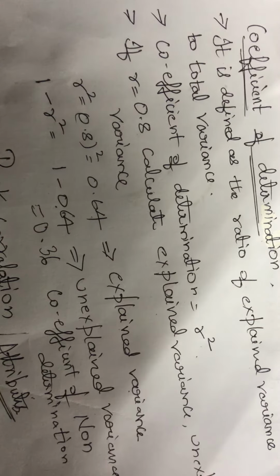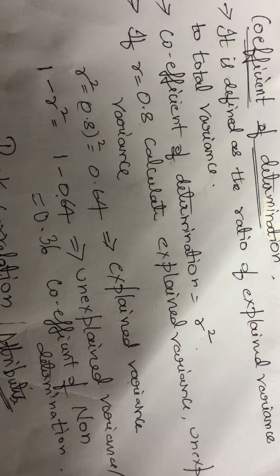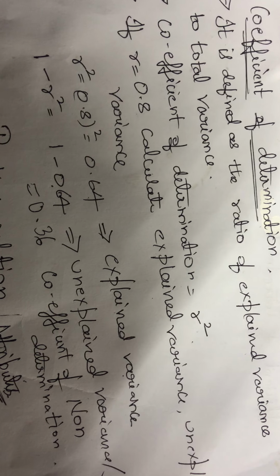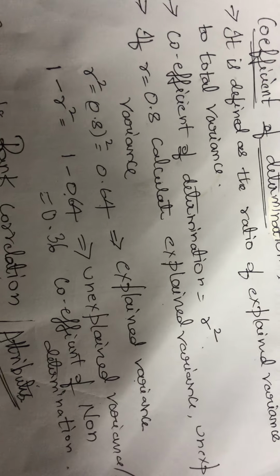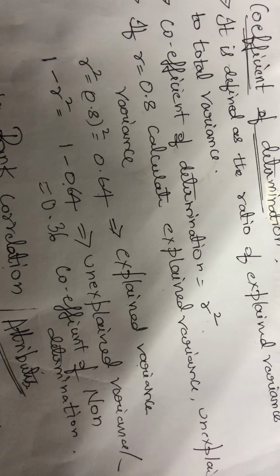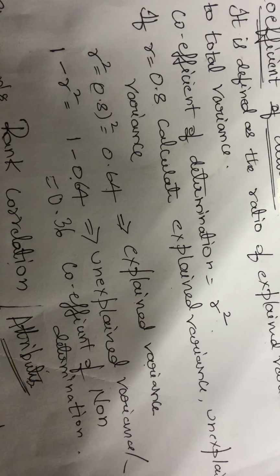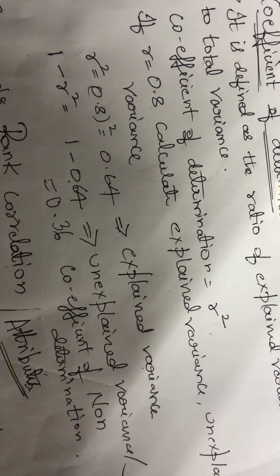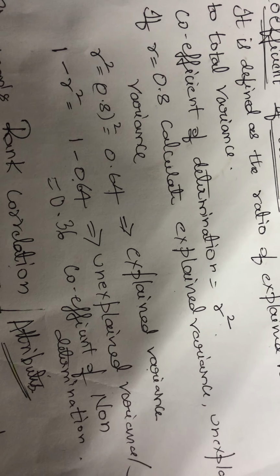Good morning to everyone. In the previous class, we discussed Karl Pearson's product correlation, and we also discussed the properties of Karl Pearson. Under those properties, property number one was change of origin and change of scale. The correlation coefficient is independent of change of origin as well as change of scale.